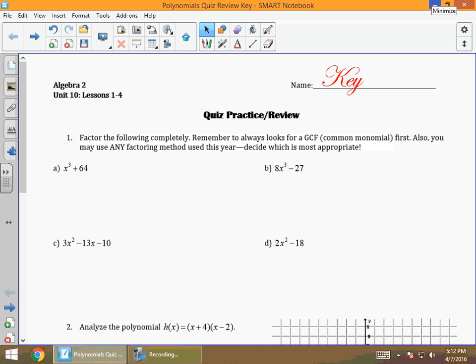Good evening, Algebra 2. Here is your quiz practice review key. The quiz will be tomorrow, and anything that is on this quiz review can and will most likely be on the actual quiz itself.